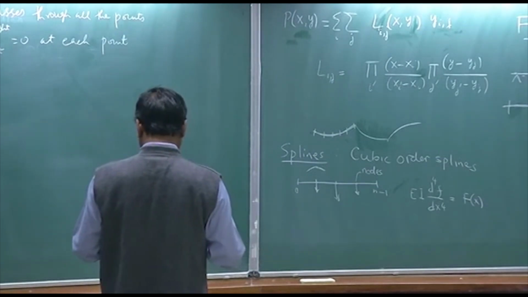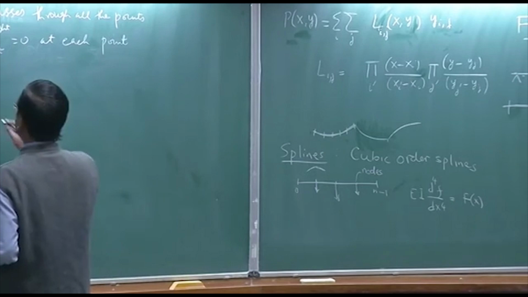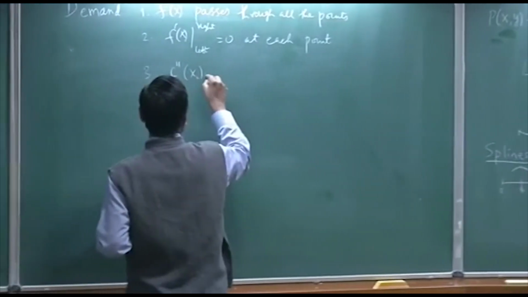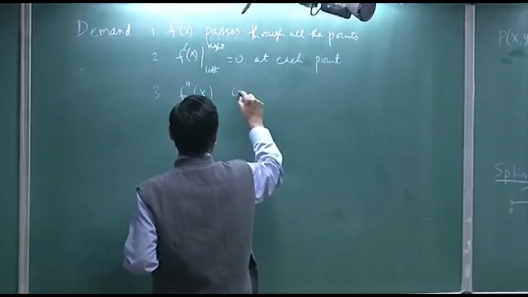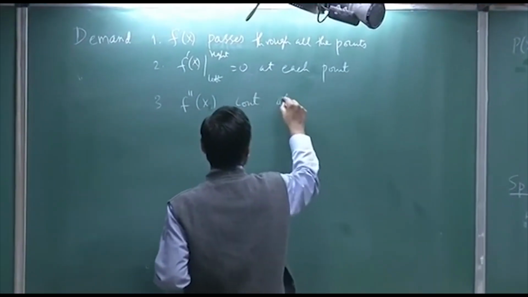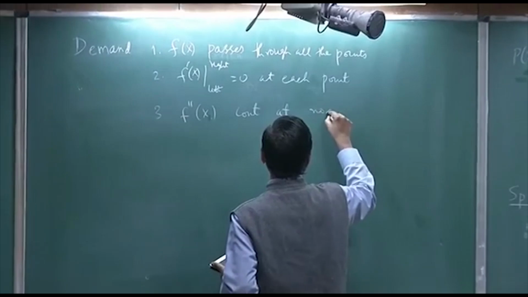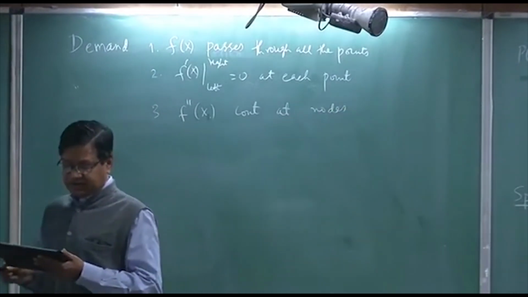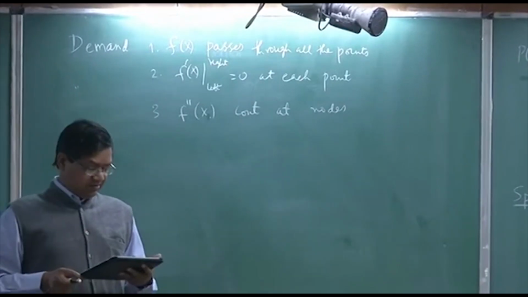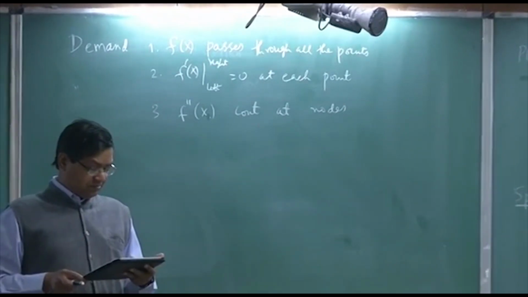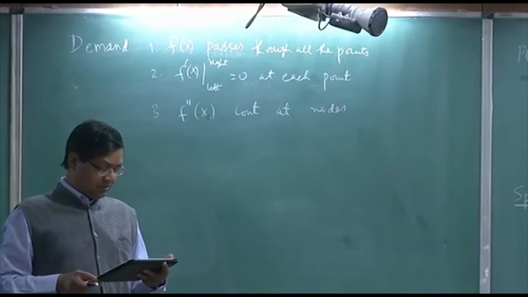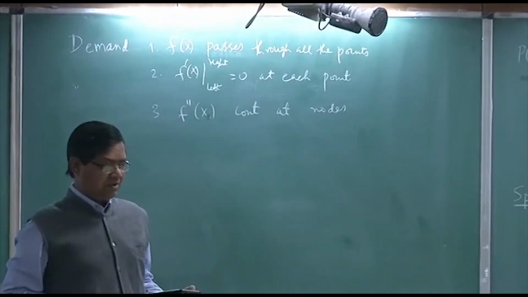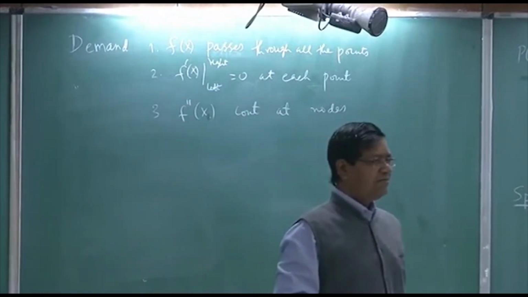In fact, we also demand the second derivative. The second derivative is also continuous. Okay, first order, second derivative, and the curve. So these are things which are demanded for all this function. So now, how do I construct the function?